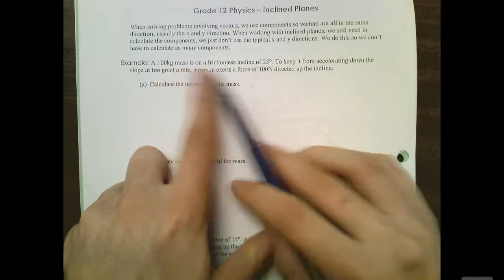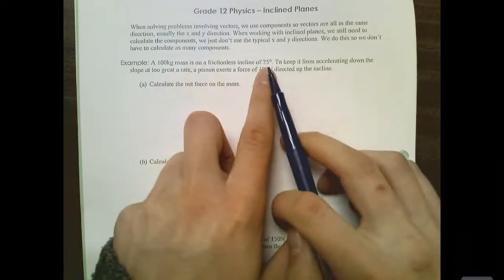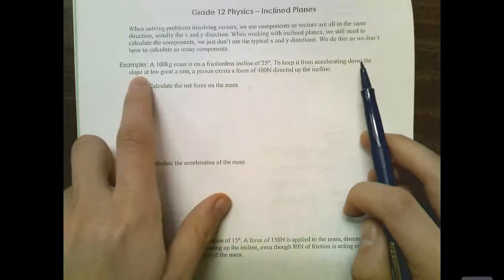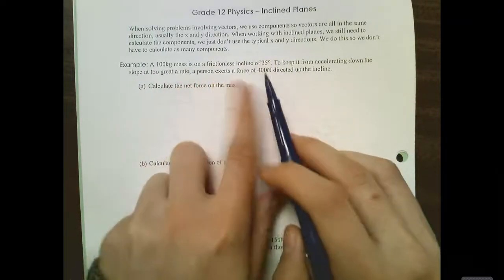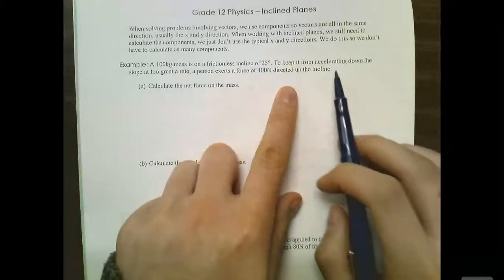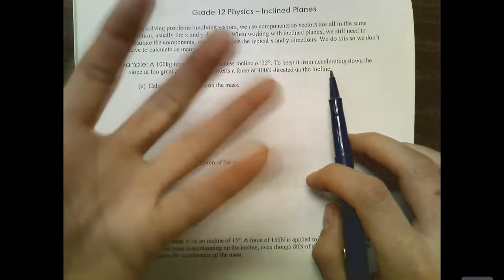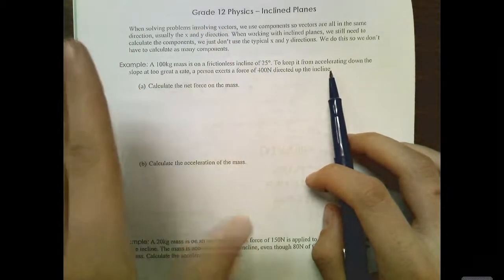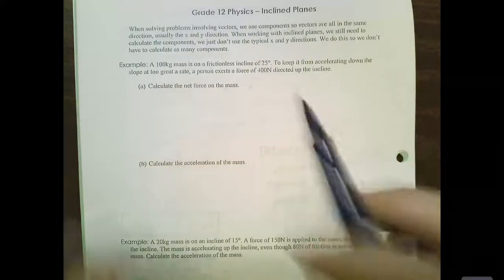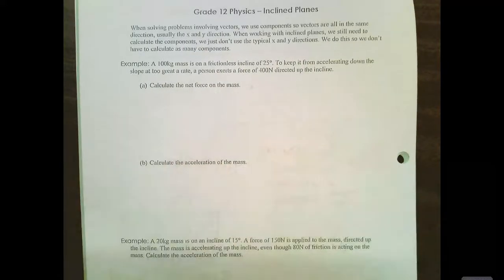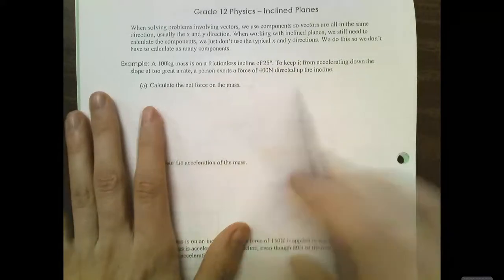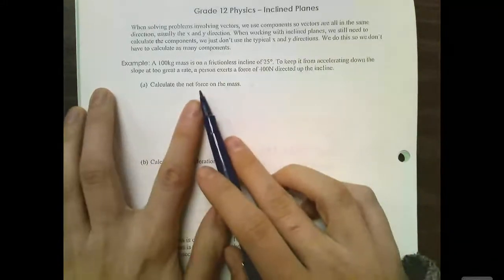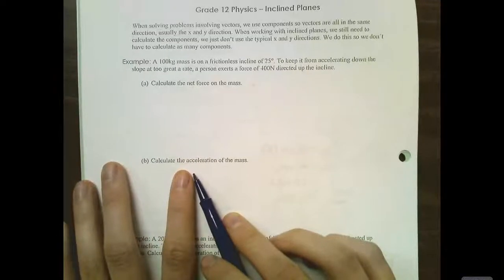A 100 kilogram mass is on a frictionless incline of 25 degrees. To keep it from accelerating down the slope at too great a rate, the person exerts a force of 400 newtons directed up the incline. So we've got something sliding down an incline, and then we've got somebody acting opposite that direction of motion that it wants to do. It wants to slide down that incline. We've got two questions here. The first question is calculating the net force on the mass. The second question is calculating the acceleration.